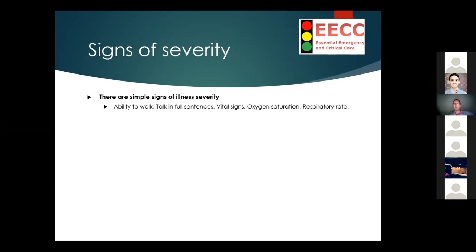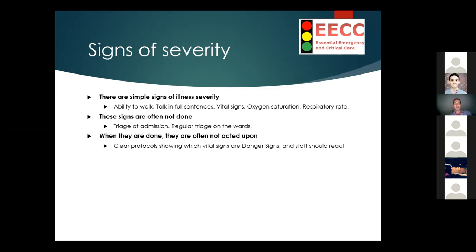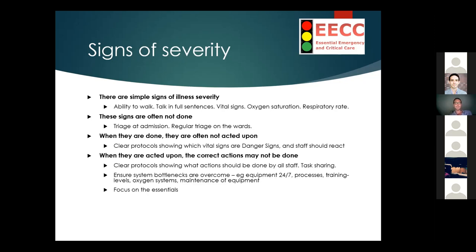If you have a bit more resources, the vital signs and the oxygen saturation. Sadly, these signs are often not an established part of healthcare, both at admission on the wards, and even when they are done, they may not be acted upon. So having some clear protocols, task sharing, like we discussed, where nurses are allowed to initiate the simple therapies if they identify very deranged vital signs.